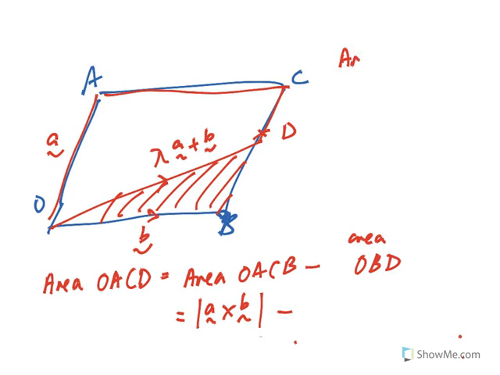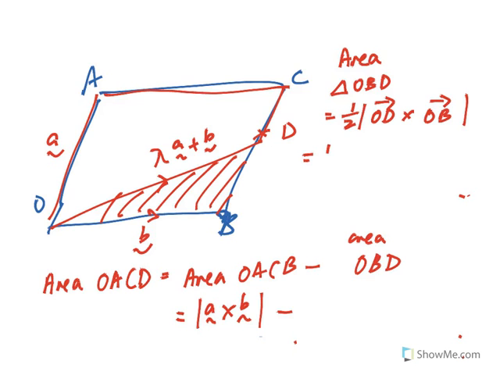Okay, let me just write the side. The area of triangle OBD is the same as half of OD vector product with OB. Correct? This is just half of lambda A plus B, times B.